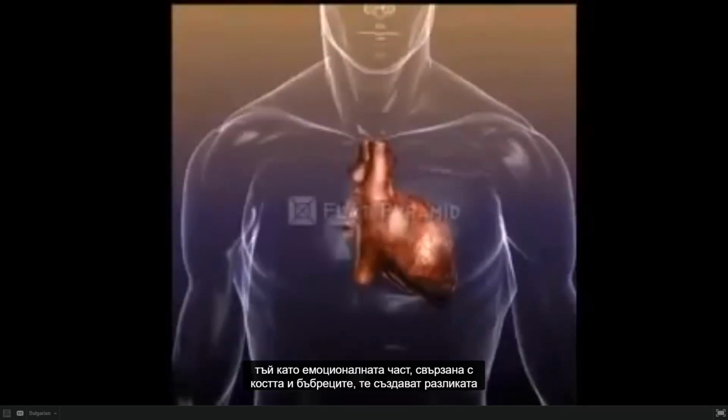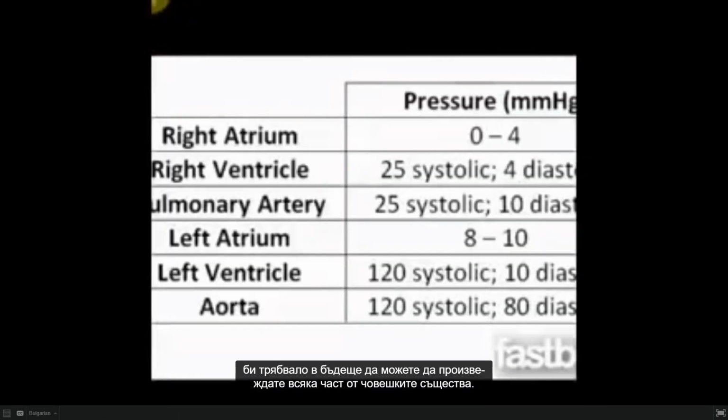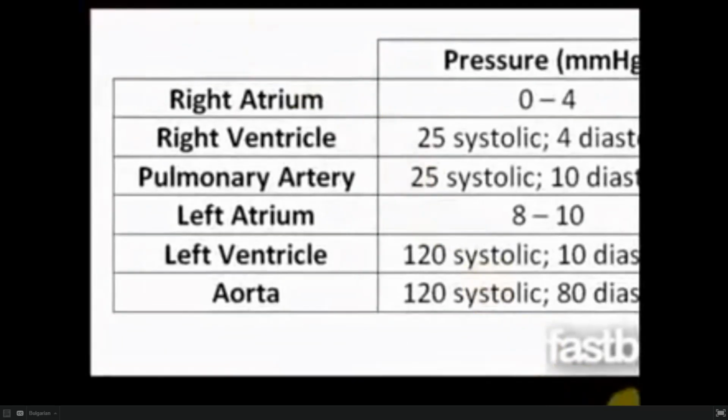Because the emotional part connected to the liver, the emotional part connected to the bone, the emotional part connected to the kidneys create a difference between the neurosystem and the blood flow. And at different pressures, they are used for different things. And if you look at the scale which Dr. Elia showed you, if you can replicate the same pressure, the same with the neurosystem information field, you should be able in the future to produce any part of the human being.